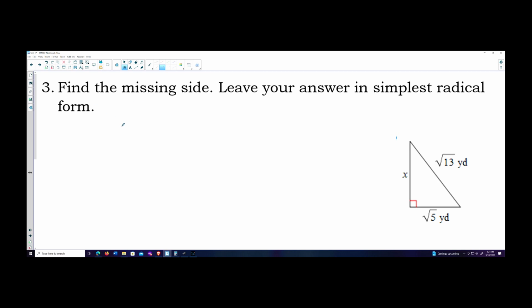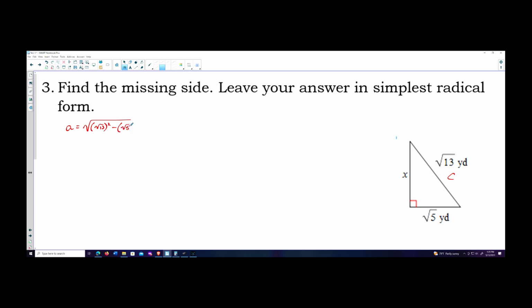Number 3, find the missing side. Leave your answer in simplest radical form. Notice I'm given that the square root of 13, that's C. We are looking for X. So again, the same formula. A is equal to the square root of C squared minus B squared. So C squared is the square root of 13 squared minus the square root of 5 squared.